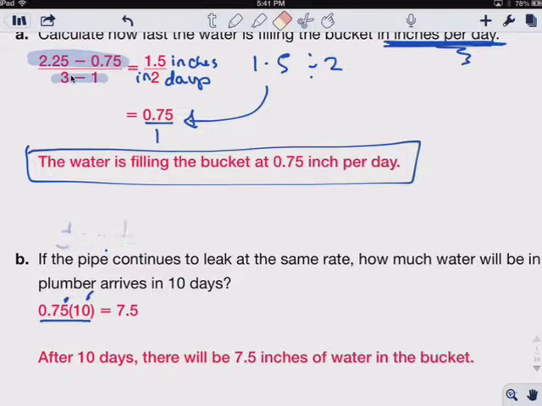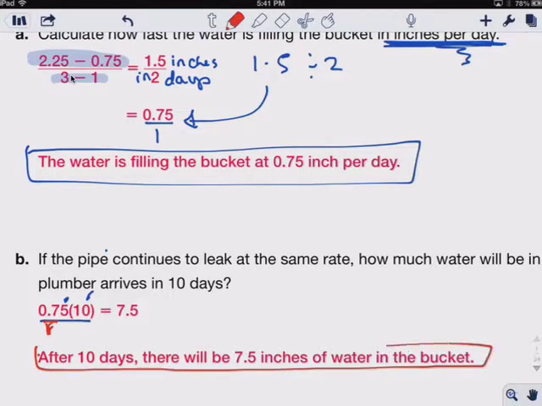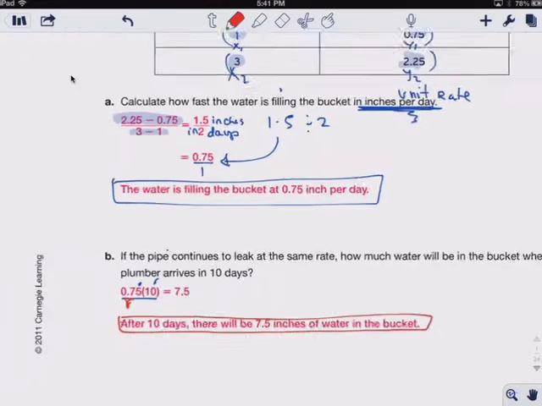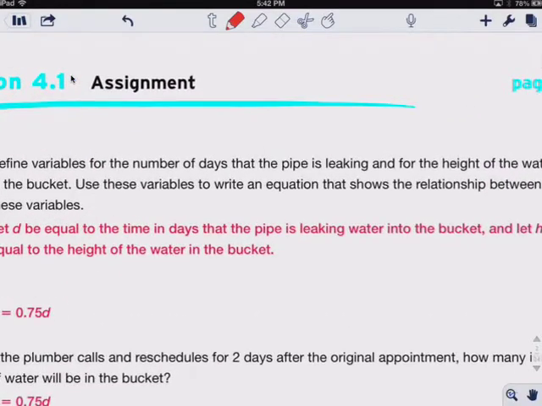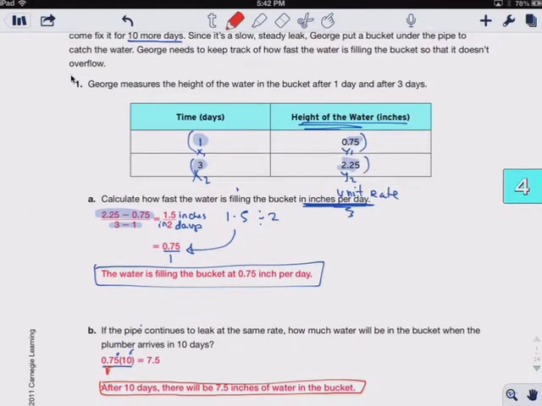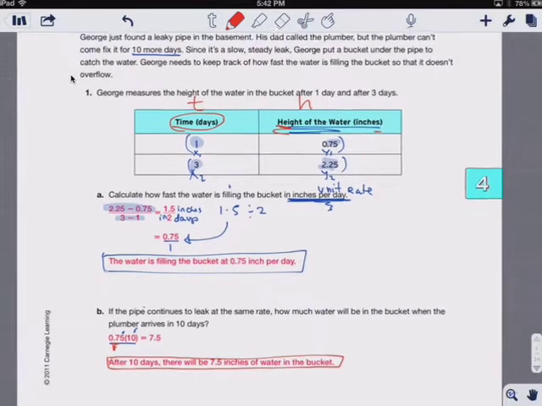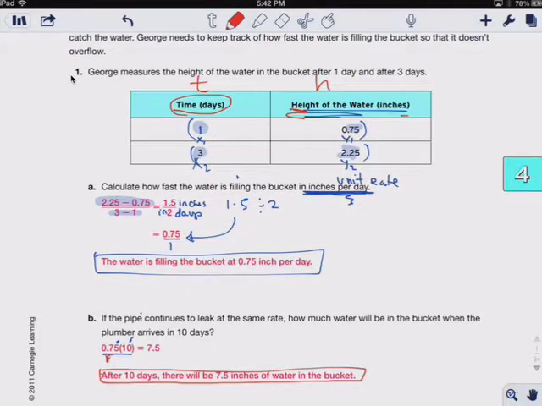But you don't have to use D equals R times T. That's the rate times the time. Unit rate times the time, 10 days. And you get, after 10 days, there will be 7.5 inches of water in the bucket. And then define the variable. So it depends. You can define it any way you want. T is for time, H is for height, because it's height. I would put T for time, H for height for myself. The height is your answer.